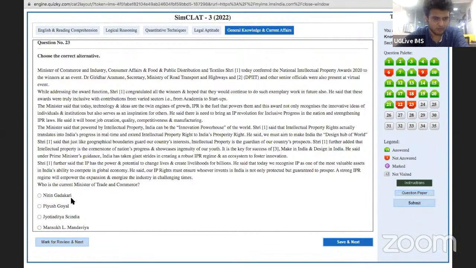Minister of Trade and Commerce. Yes, easy peasy. This is Piyush Goyal. Right? Global Innovation Index. India was ranked. Yes, guys, we did this in one of our lectures as well. What do you think should be the answer? 48, 49th, 116, 52nd.